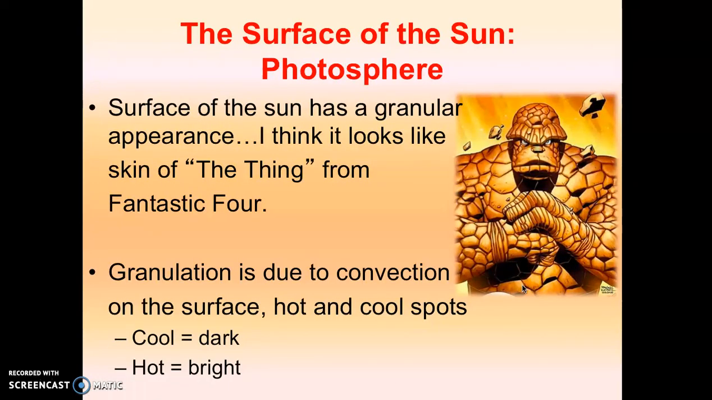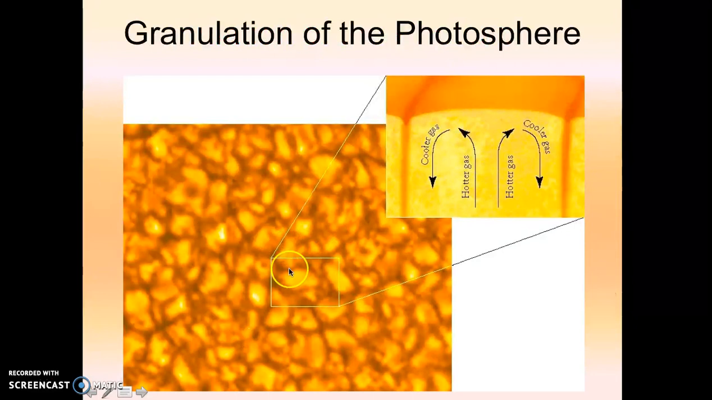Now, in addition, the surface of the sun looks something like the Thing from Fantastic Four, his kind of rocky body. Well, this actually looks like the granulation within the sun's surface. So I really think the sun's surface looks like the Thing from Fantastic Four. It has this granular appearance, like this.